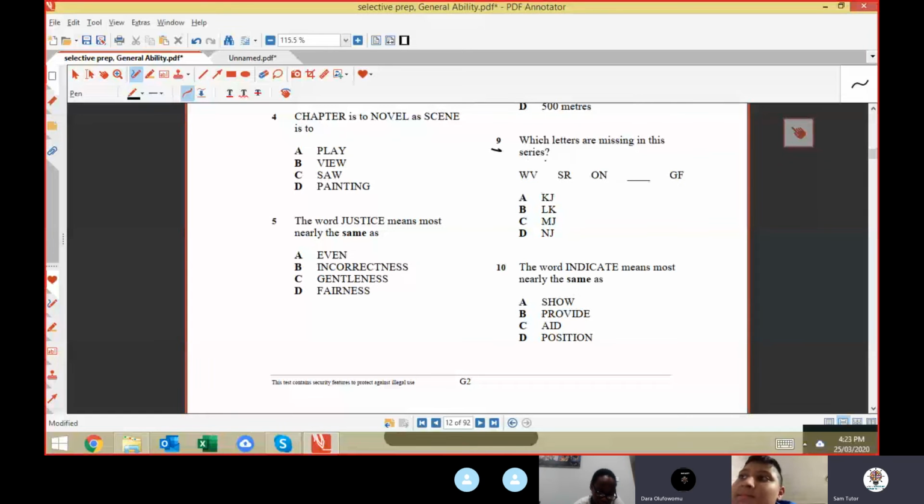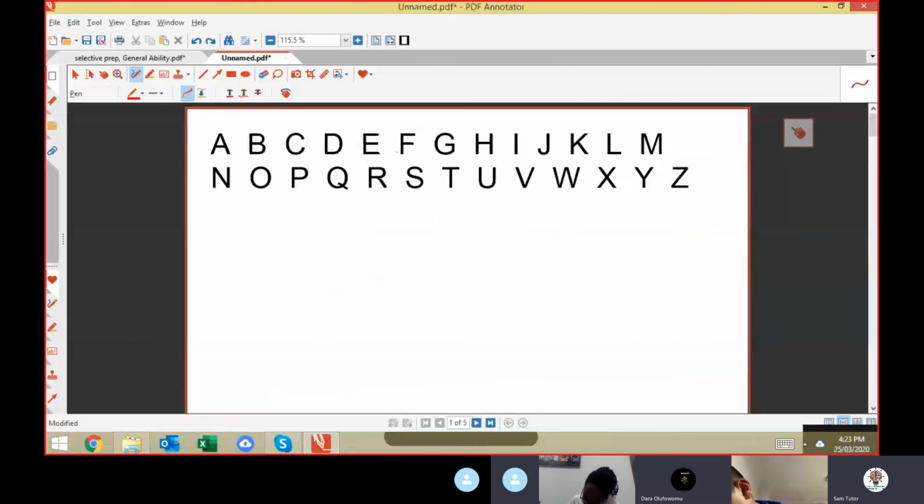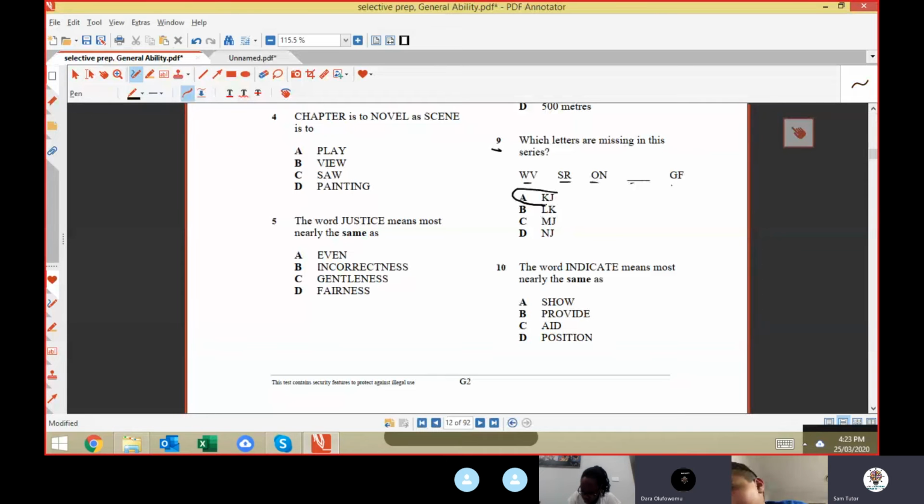Which letters are missing in this series? Okay, we start again. W, S, O, something, G. Skipping 3. All right, have a look. Skipping 3. 1, 2, 3. Minus 3. Yeah, it's K. So, look, as soon as you worked out K, you don't need to work out the other one. That's wrong, that's wrong, and that's wrong.